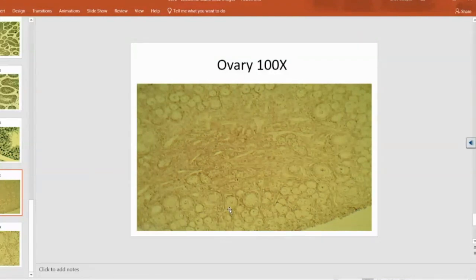Also, I like to say this: if you know the painting Starry Night, this kind of looks like it. It's really cool how things in the body resemble some other things. So that's the ovary. What would be the best slide to do after the ovary? Sure, why not? Let's do the testes.